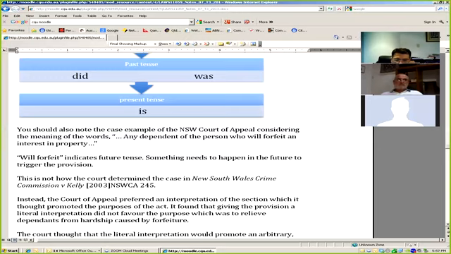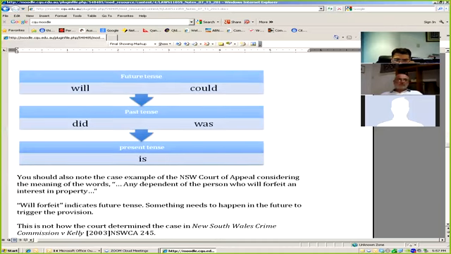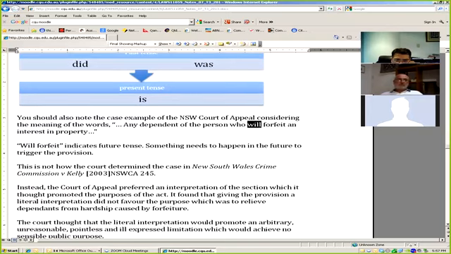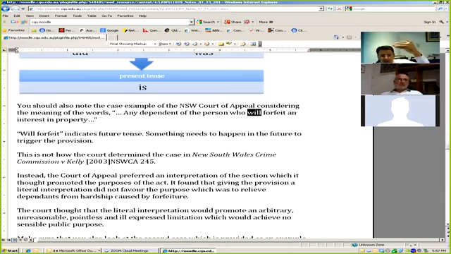The case example is from the New South Wales Court of Appeal. Any dependent of the person who will forfeit an interest in property. So it's future. Will forfeit indicates a future tense. So you need to have something happen from this point. So the act comes into force. Okay, let's look forwards from that point in time. It's not retrospective. Unless the act says it's retrospective, we would imply that it's not retrospective or interpret it as not being retrospective.